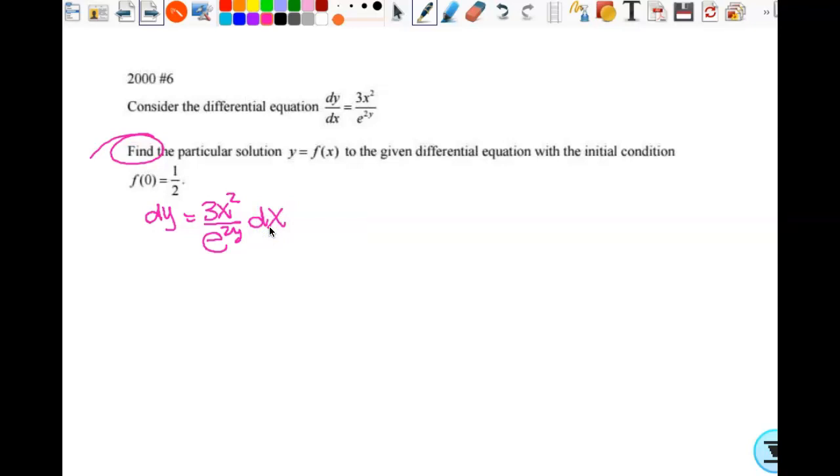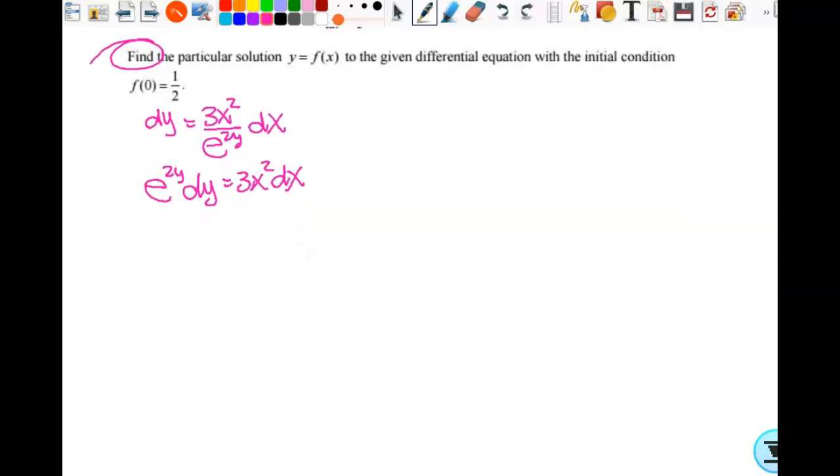Everybody with me? Then we multiply both sides by the denominator, so I get e to the 2y dy equals 3x squared dx. Then what would I do next? Integrate. I'm going to integrate both sides. So this e to the 2y, when I integrate it, well, what should I do here? It stays e to the 2y.